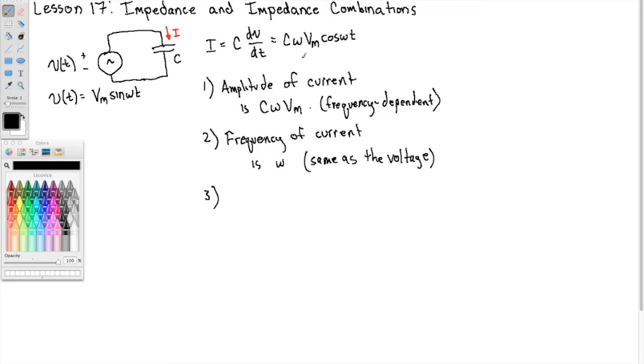Now, our voltage source was a sine wave. Here, from the derivative, the current is a cosine wave. So those guys are out of phase with one another by pi over 2. So we'll write the phase of the current is pi over 2 radians, right? And we're going to come back to that in a second, but let's make a plot now of these guys.